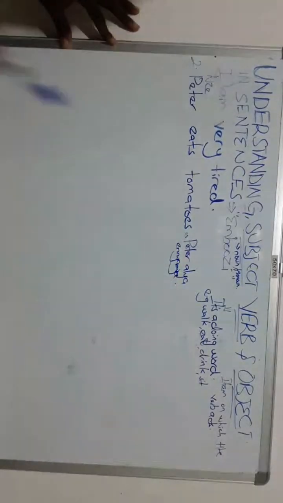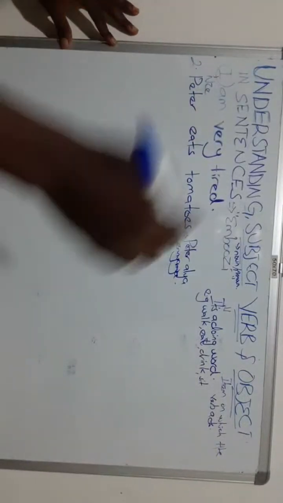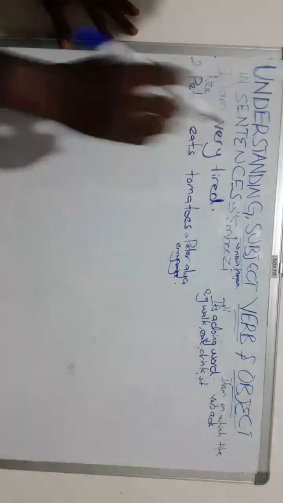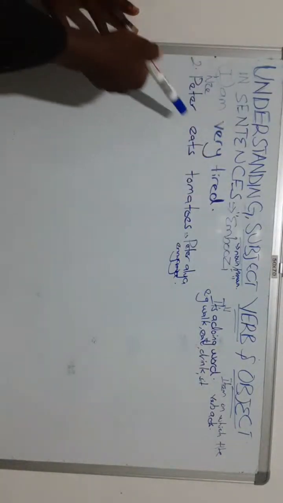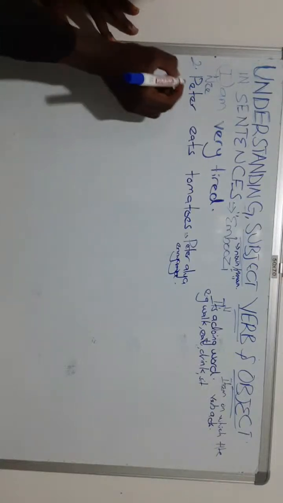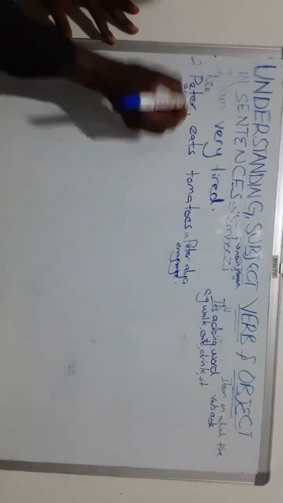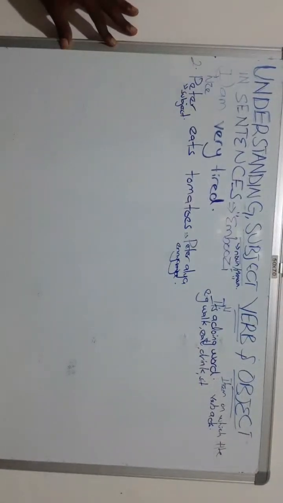Peter alya ennyaanya. Peter eats tomatoes. So in this case, subject yange, the person whom I'm talking about in this sentence, the main actor, is Peter. So Peter is my subject. Peter is going to be my subject in this sentence.